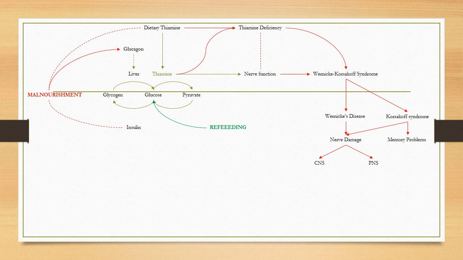So let's start talking about refeeding. When you refeed someone, give them food, that's when you give them energy, give them glucose, so their glucose increases, and then it can also get converted into pyruvate. And this conversion, like I said before, uses thiamine. And if we don't give them thiamine at the same time, then we'll have that whole cascade here: we get thiamine deficiency, and then you get this Wernicke-Korsakoff syndrome. And if you give them too much glucose, then the body starts secreting insulin. Okay, and now, before I move on, what happens here?